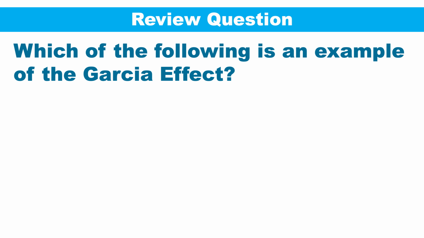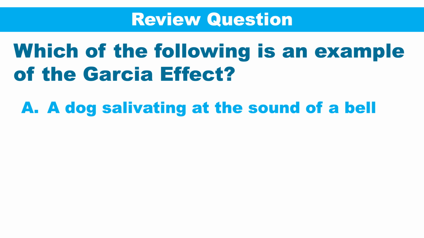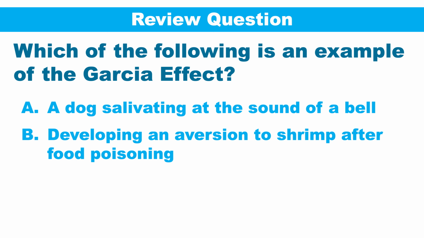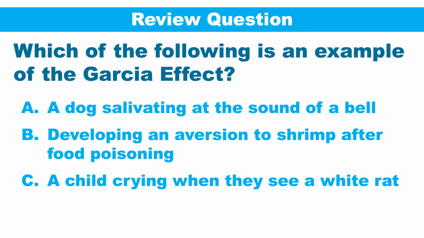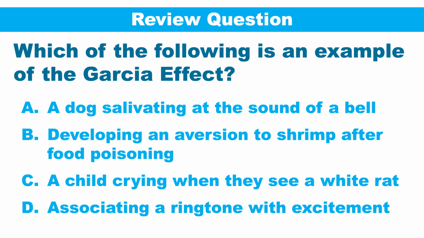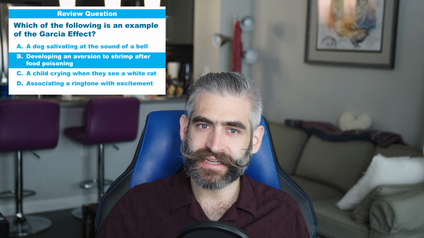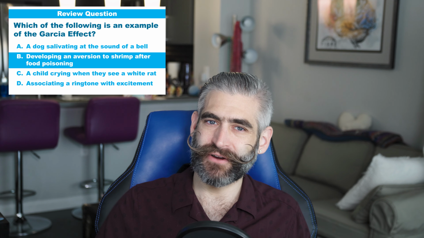Which of the following is an example of the Garcia effect? A. A dog salivating at the sound of a bell. B. Developing an aversion to shrimp after food poisoning. C. A child crying when they see a white rat. Or D. Associating a ringtone with excitement. The answer here is B. The Garcia effect is all about associating taste with sickness, often after just one experience.